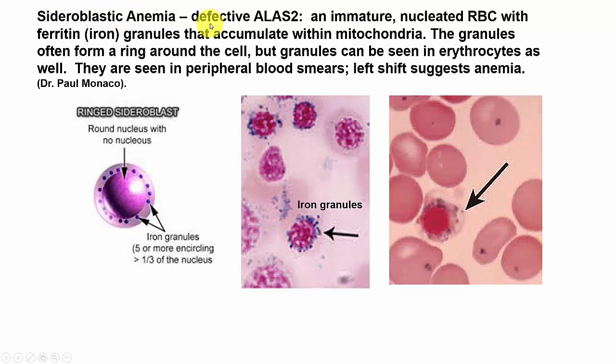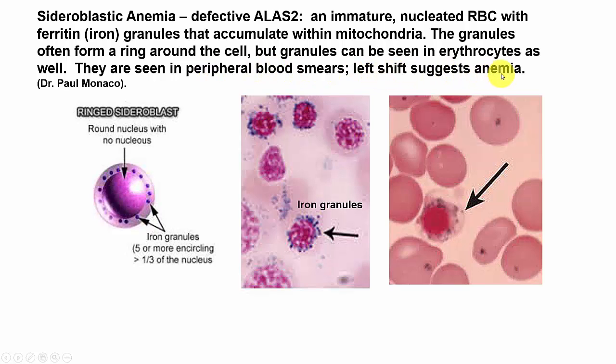Sideroblastic anemia is a defective ALAS2, an immature nucleated red blood cell with ferritin iron granules that accumulate within the mitochondria. The granules often form a ring around the cell, sort of like this diagram here. Picture is not a true cell. Here's a real cell here, and it can be seen in the erythrocytes as well. They are seen in peripheral blood smears.